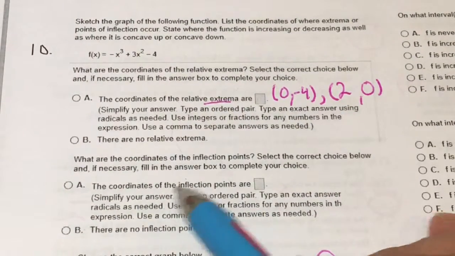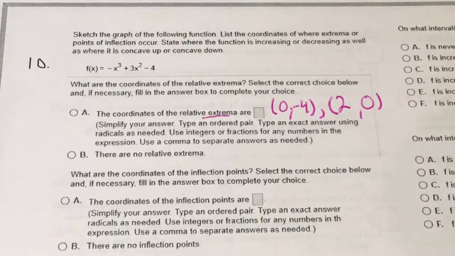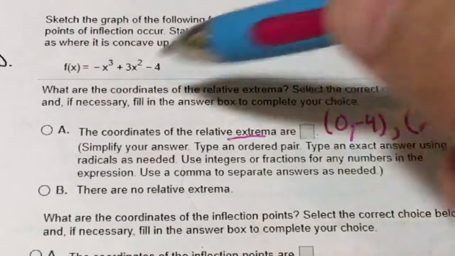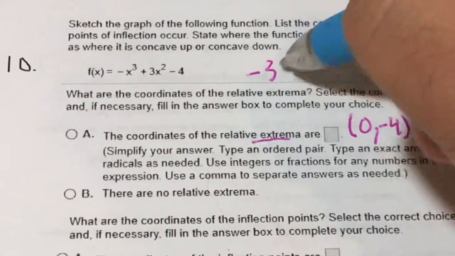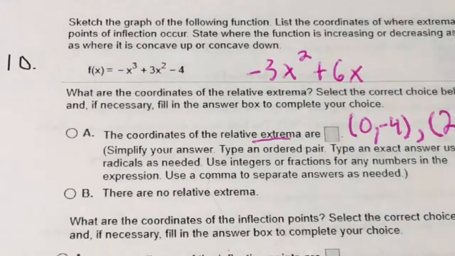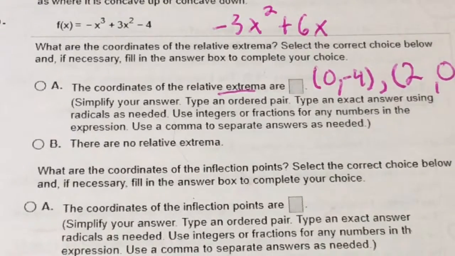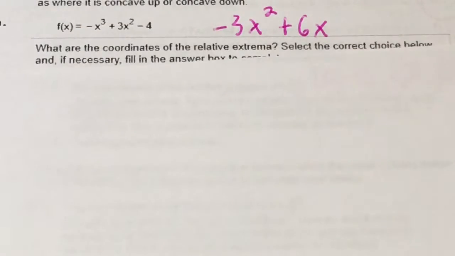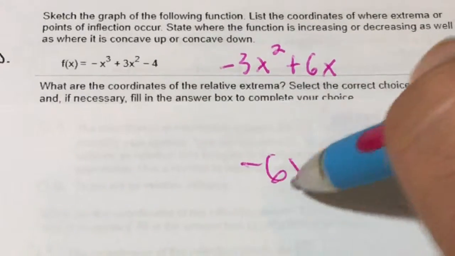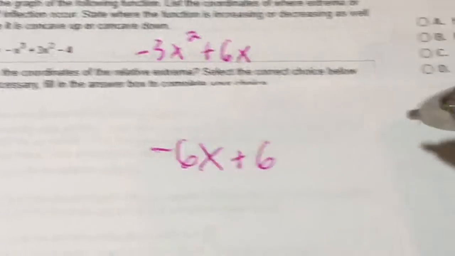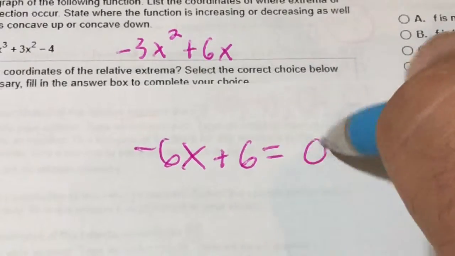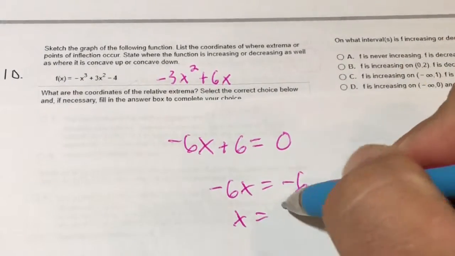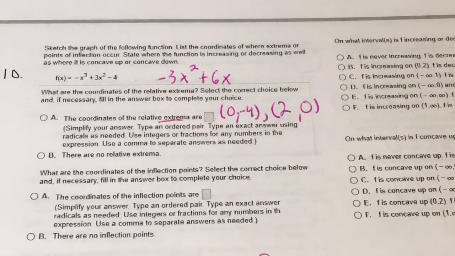Now it wants to know what the inflection points are. So once again, to get the inflection point, what we do is we come up to this original equation. We take the derivative of it. So the derivative is going to be -3x squared plus 6x. Not done. We take the derivative of that. The derivative of -3x squared plus 6x is -6x plus 6. Now, once we have the second derivative, we set that equal to 0, and then we solve it. So x equals 1 is my x value for the point of inflection.